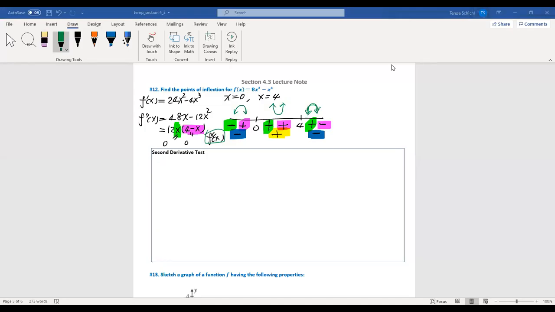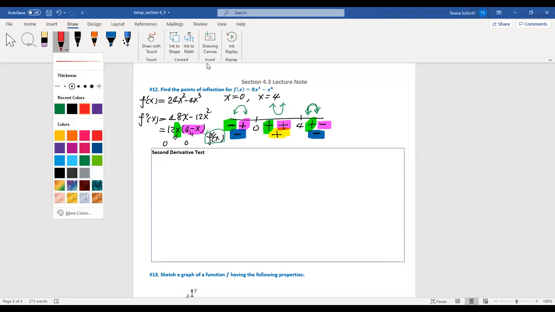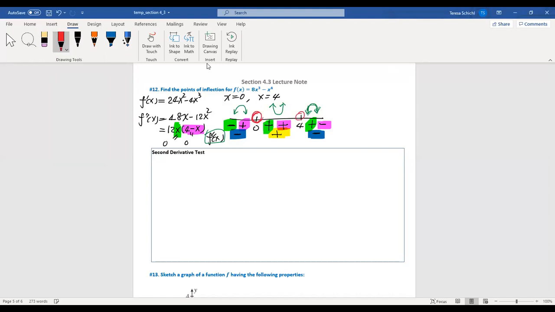Okay, so you're drawing concave down, concave up, and now you see that I have a concavity change over here and another concavity change over here, right? So where is my inflection point? Both of them will be my inflection points. When x equals 0, f of 0 is 0. This is one of my inflection points, so it's (0, 0), right?